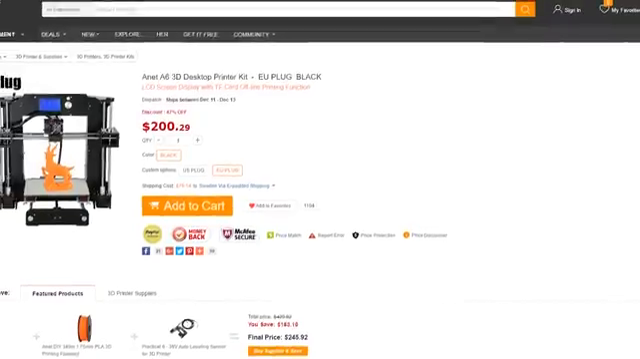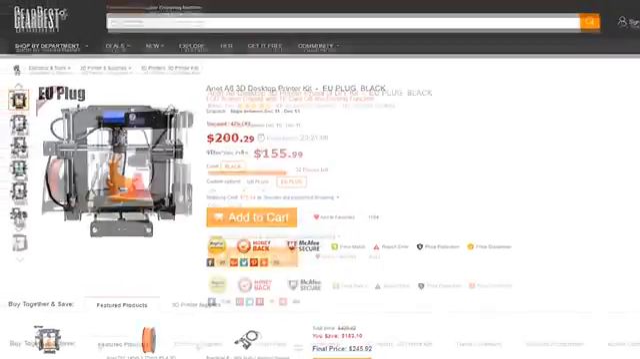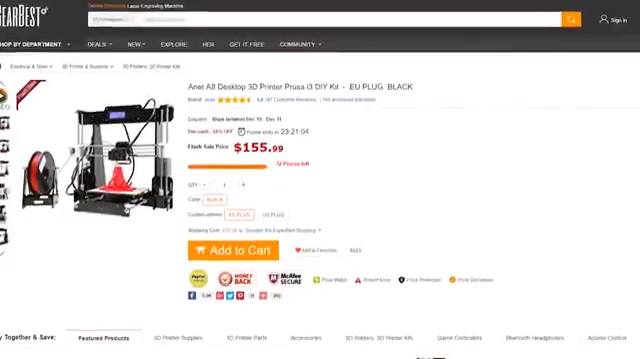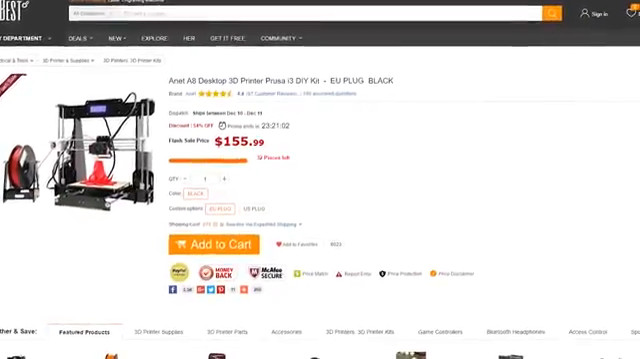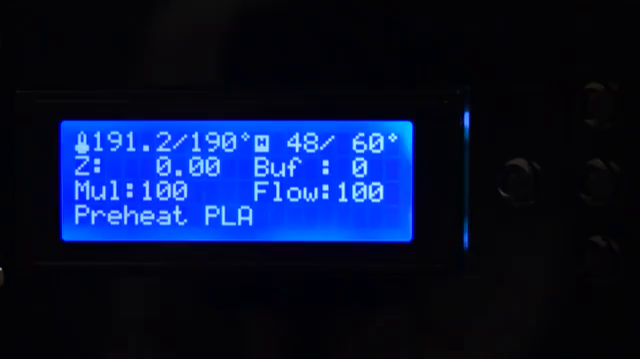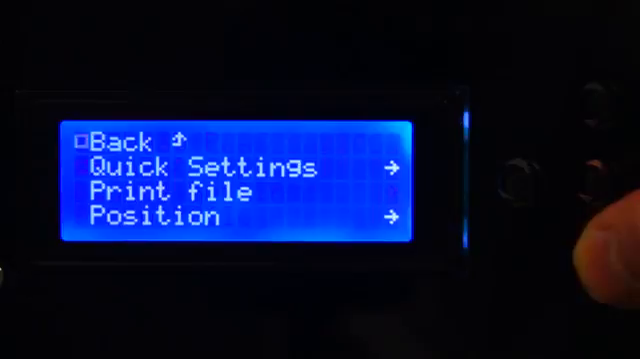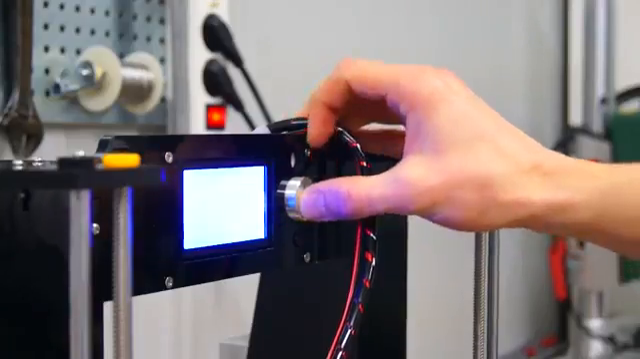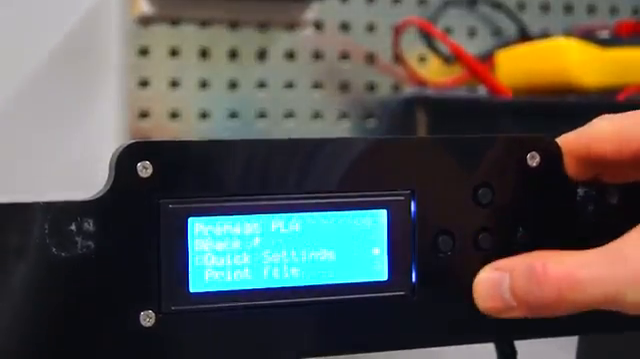With the Anet A6 currently at $200 and the Anet A8 at an almost ridiculously low $156. However, there are a couple of reasons why you should reconsider buying the cheapest one. When using the interface to change settings, the A6 uses a knob while the A8 has push buttons.